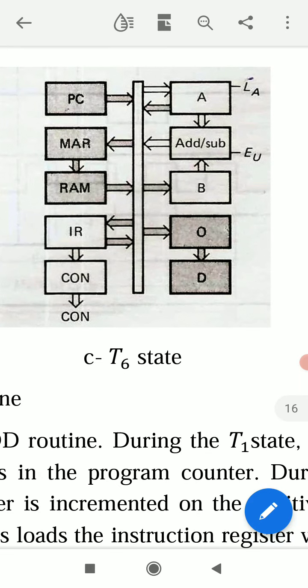During T6 state, active bits are EU and LA bar. EU is active when EU is 1 because it has no bar, and LA bar is active when LA bar is 0. All the bits having bar are active when these are 0, and all the bits without bar are active when these are 1. So during T6 state, EU and LA bar must be active. So during T6 state, LA bar must be 0 and EU must be 1.